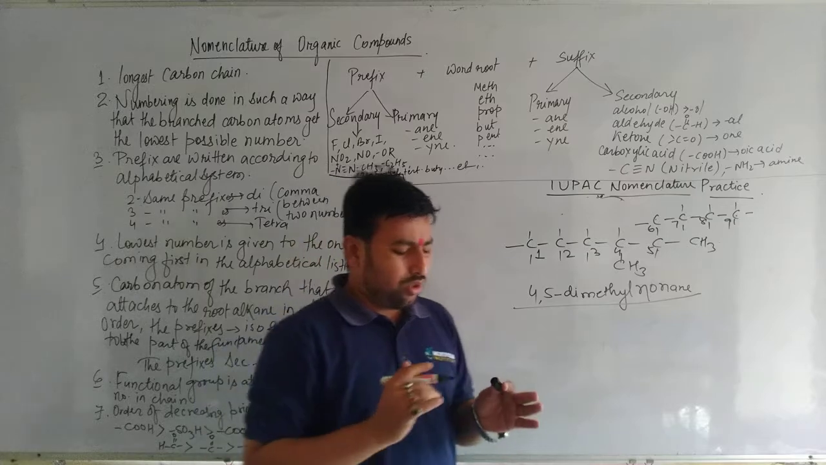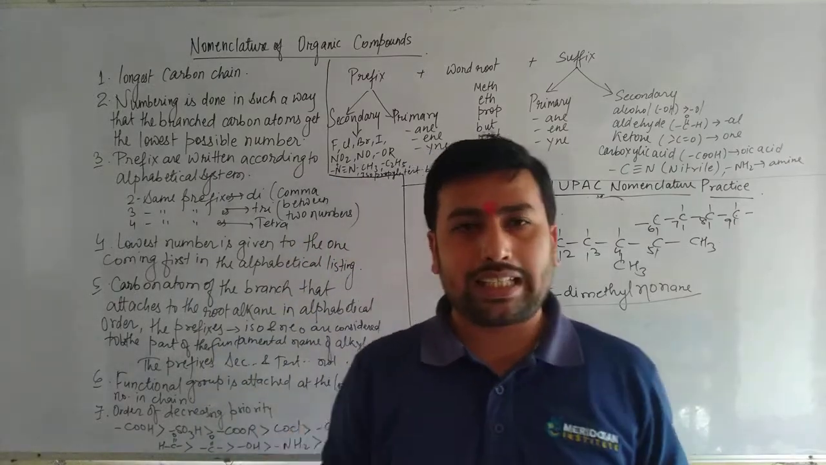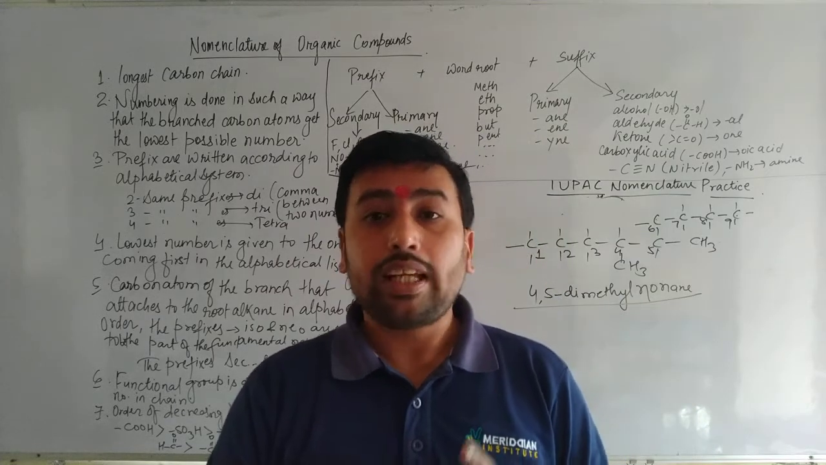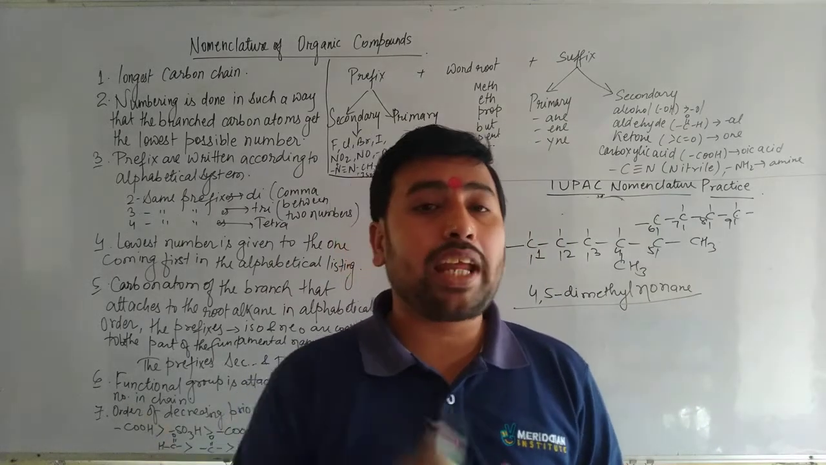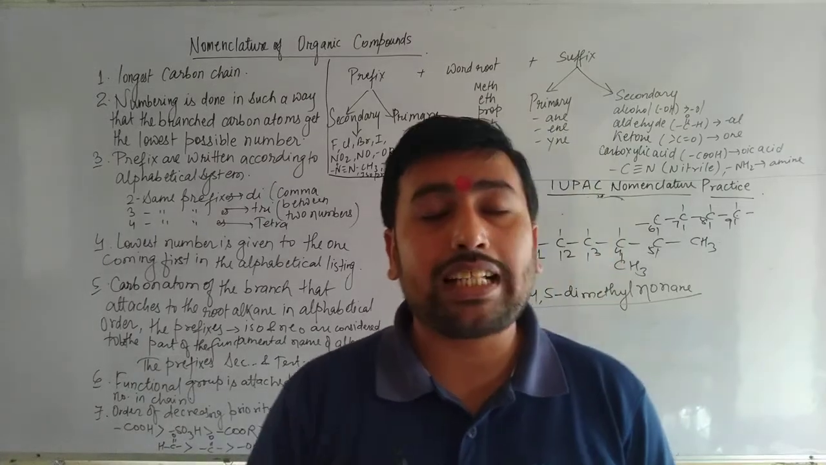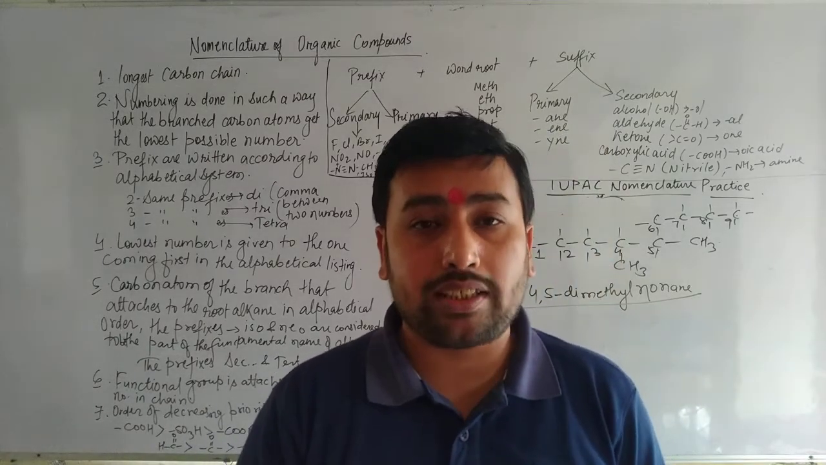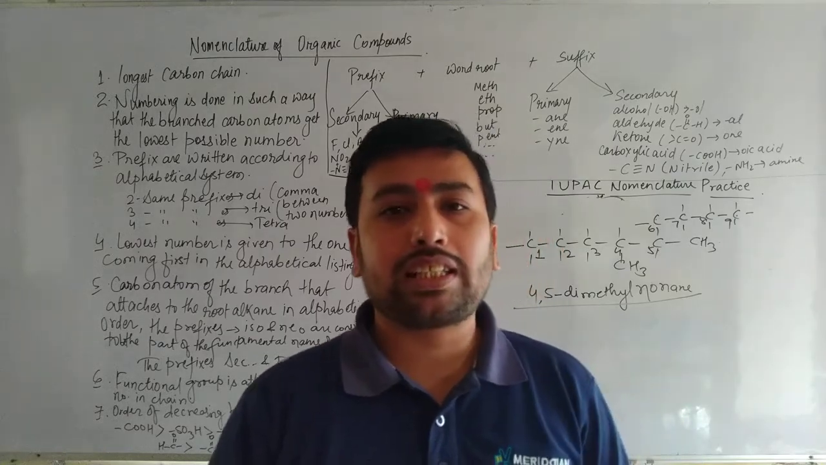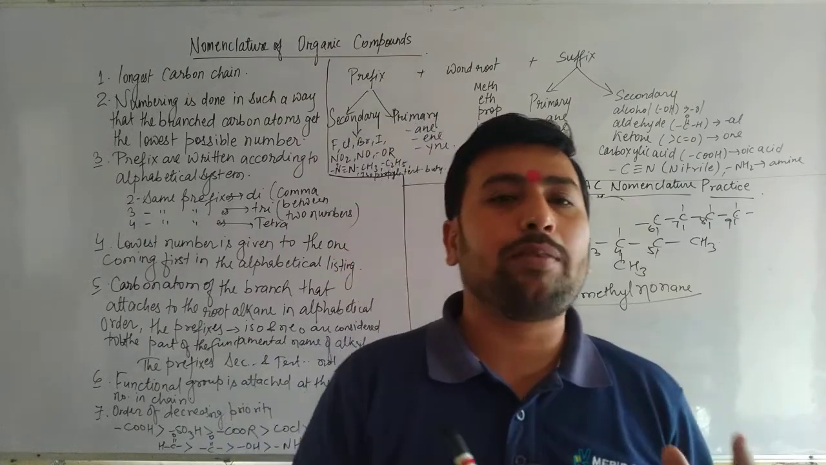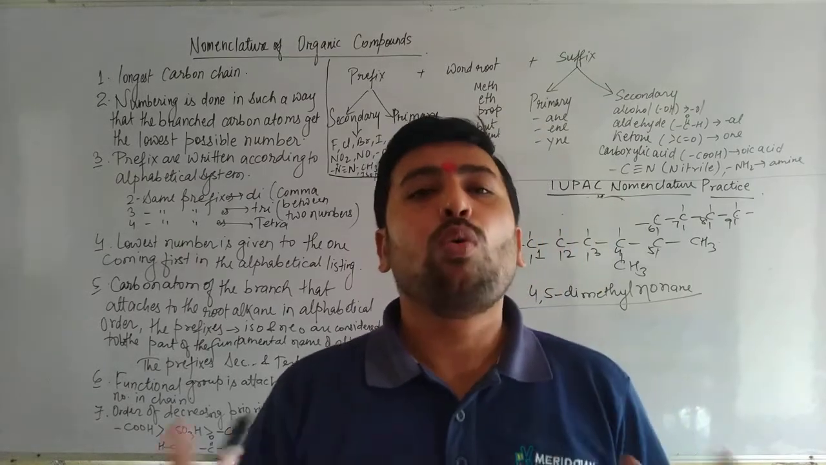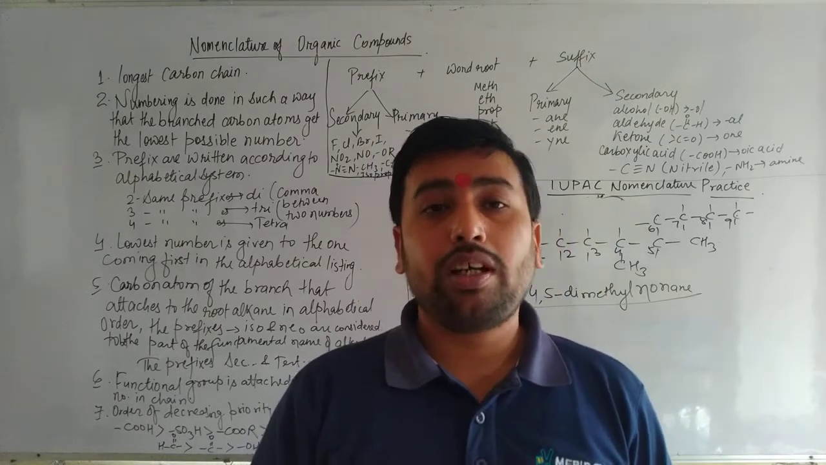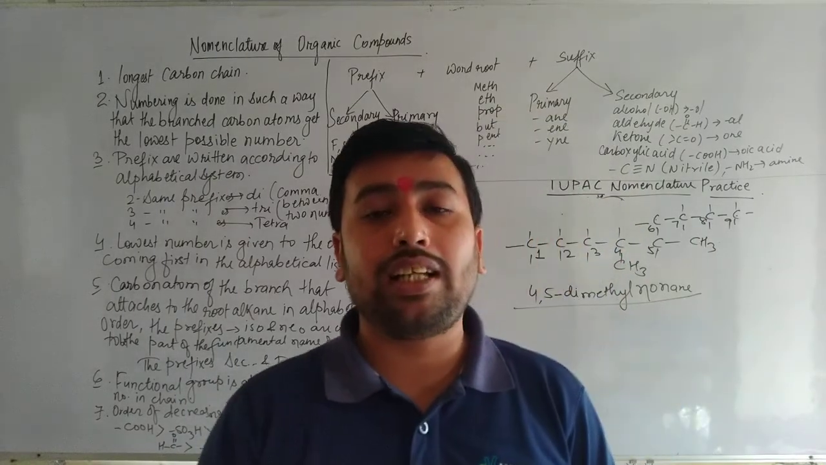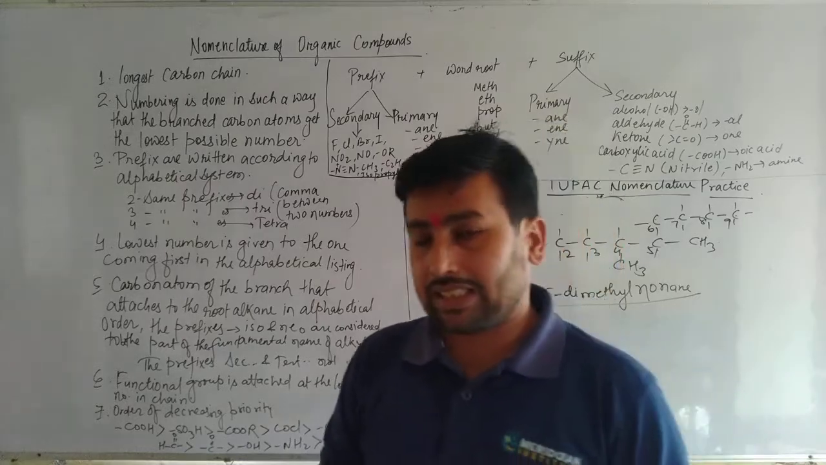4,5-dimethyl nonane. So dear students, first thing, this is about the alkanes, alkenes, alkynes, that you should count the longest carbon chain. Second one is numbering should be done in such a way that the branch carbon atom should get the lowest possible number. After that, if some prefix like methyl, ethyl, propyl, butyl, pentyl, whatever the prefixes have been given, those prefixes must be written according to the alphabetical order or alphabetical system.